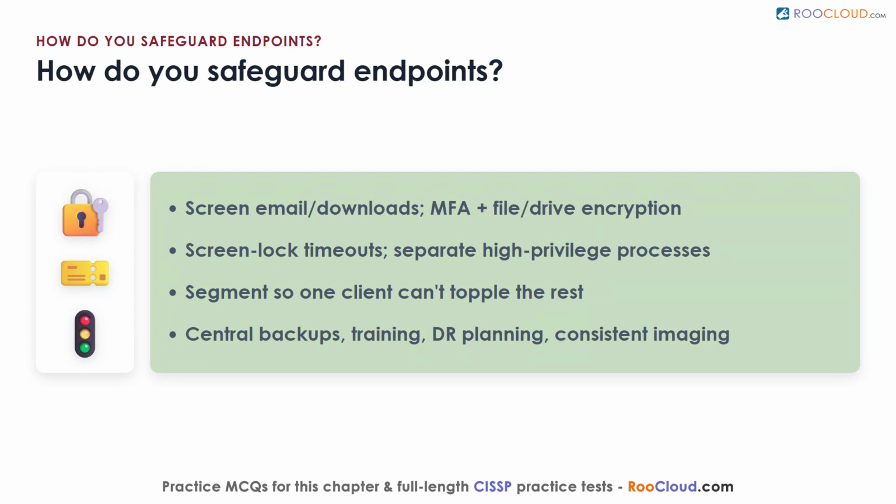Lock screens after a timeout, separate high-privilege processes from ordinary ones, and segment the network so one compromised client cannot topple the rest. Label sensitive materials, back up client data centrally, train users continually, and fold desktops into disaster recovery and continuity planning. To apply all this consistently, image a properly configured device and roll that baseline out everywhere. Think of issuing every employee the same locked, standardized toolkit rather than letting each rig their own.